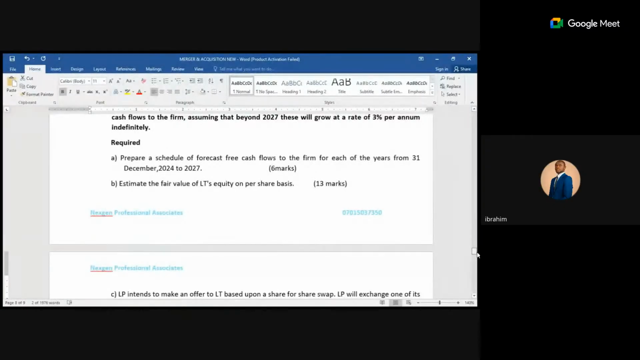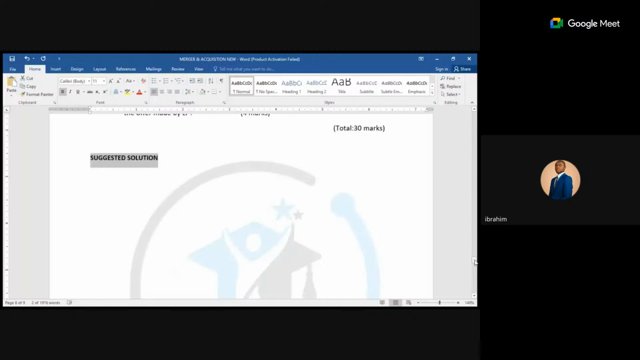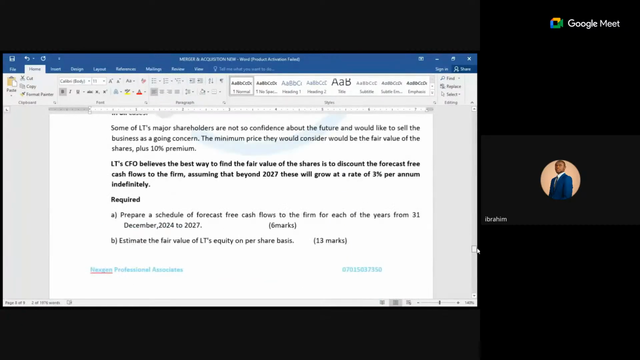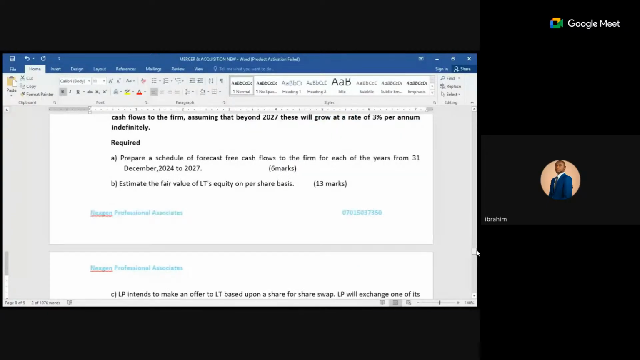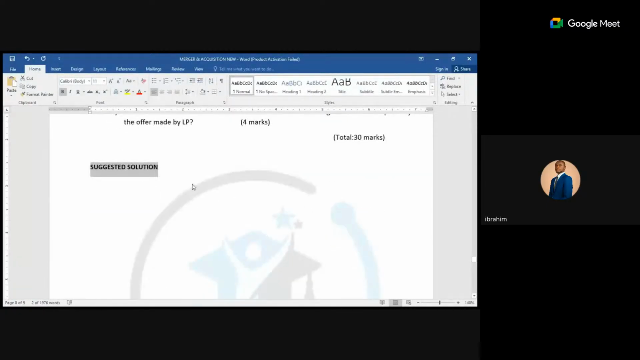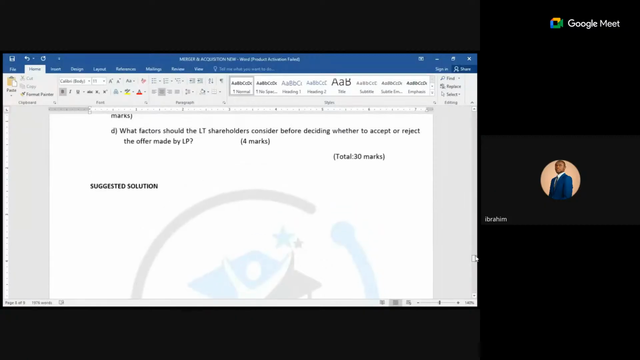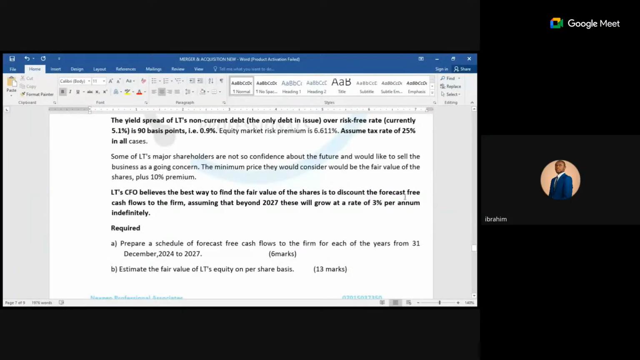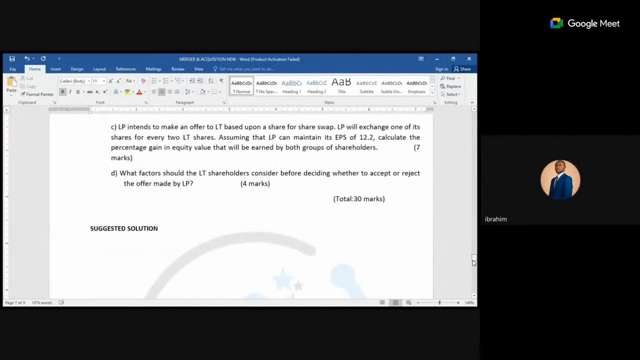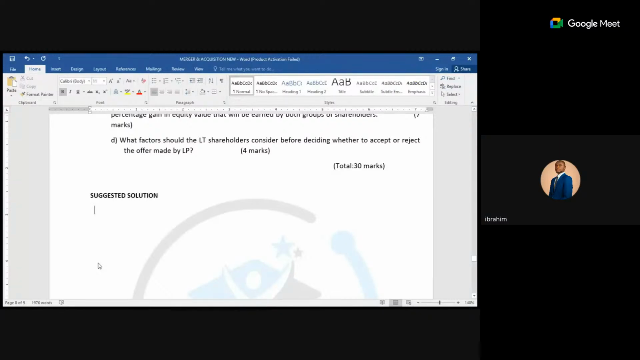Free cash flow to the firm. Well, first of all, determination of free cash flow to the firm, right? Don't forget that you want to value LT. And the CFO believes that the discounted forecast free cash flow to the firm should be used as the fair value of the shares. So we may have to do some little conversion here, but it's fine.